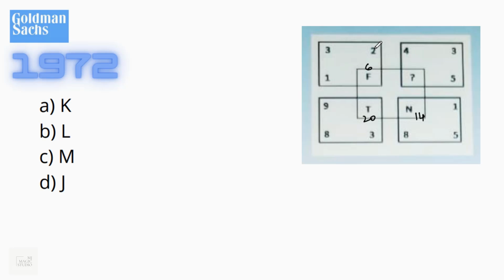6, 3 plus 2 plus 1, or 3 into 2 into 1 is 6. So we are not sure whether we need to add or multiply. 9 into 8 will be 72. That is very much more than 20. So 9 plus 8 plus 3 is 20. Bingo. It is adding up.